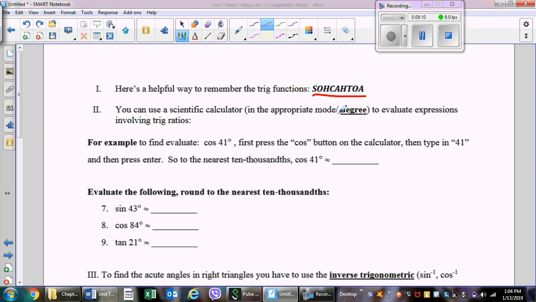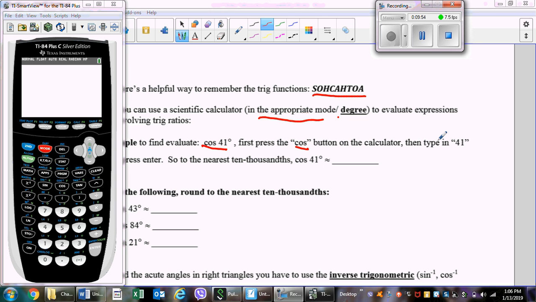You use scientific calculators to find the trig ratios, but one thing you have to make sure of is that the mode is in degrees, okay? I'll show you how to change it. For example, to find cos of 41, you press cos first, and then type in 41. I want you to practice on a TI calculator. I'm sure your computer has one, and I'll show you how to get to it. If not, just ask me in class, and I will do it for you on your calculator.